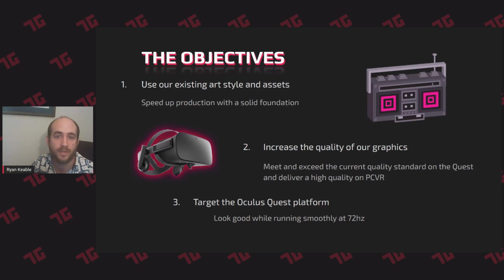And to that note, I wanted to take what we originally had and increase the quality of graphics, and meet and exceed the current quality standard on the Quest, and also enable it to deliver some high quality graphics on PC VR, but I'll be talking about that less today. It's mostly going to be about what we did for the Quest. The big thing about targeting the Quest platform for us is that it had to look good, but also run smoothly at 72 frames per second, which on a mobile tiled GPU was going to be pretty difficult.